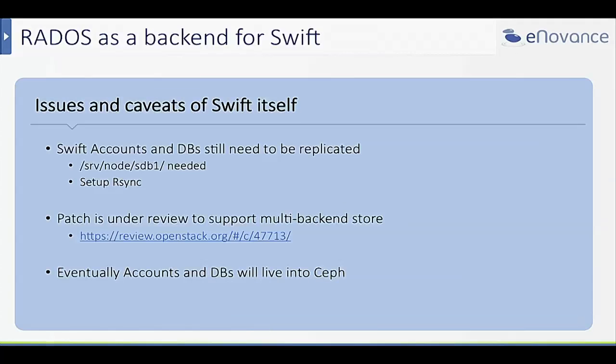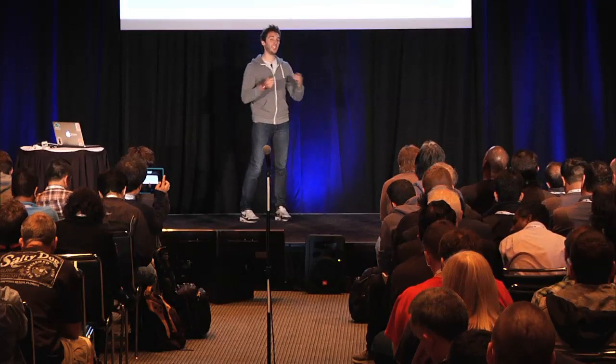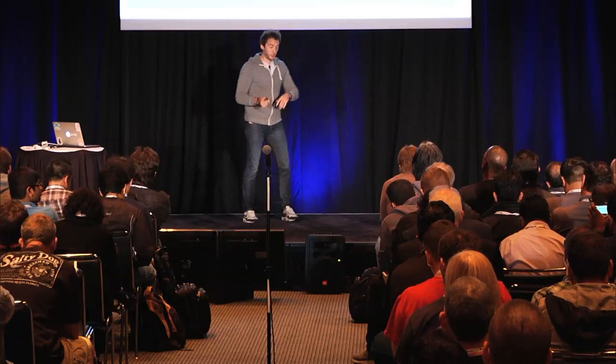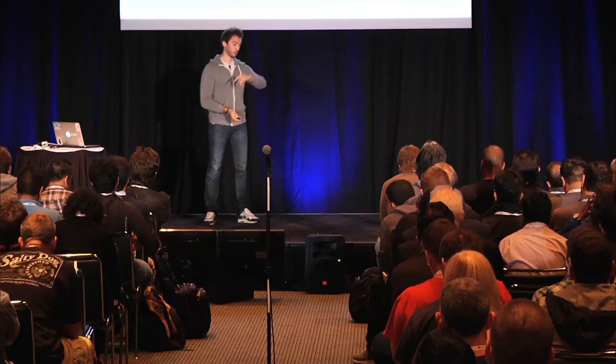Some issues that we have currently, just to be clear and don't get me wrong, this is not a problem from our implementation, but more about the current state of the disk file inside Swift. Swift needs account and container DBs to store metadata information about the objects and where they are stored. So basically, you still need to set up rsync to replicate everything across all the nodes. There is a patch going on already that is supposed to introduce a multi-backend functionality as well. So eventually, we will be able to store all of the objects, but also DBs and accounts, within Ceph. So we will have the complete integration, and everything will be stored in Ceph.